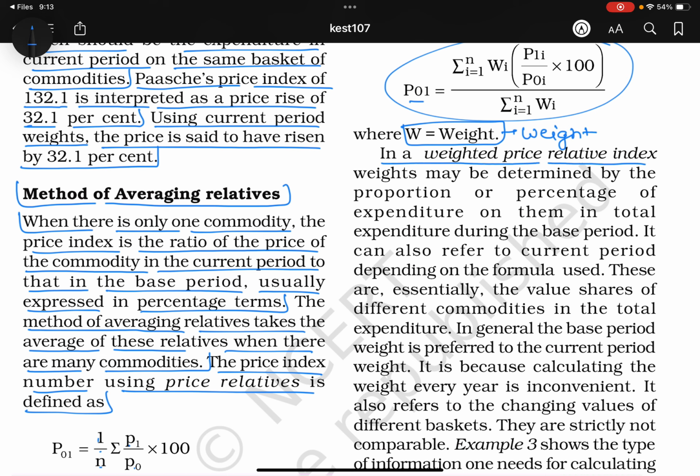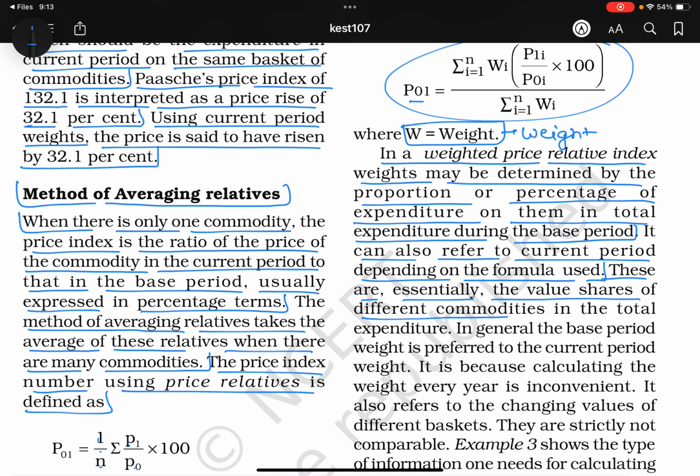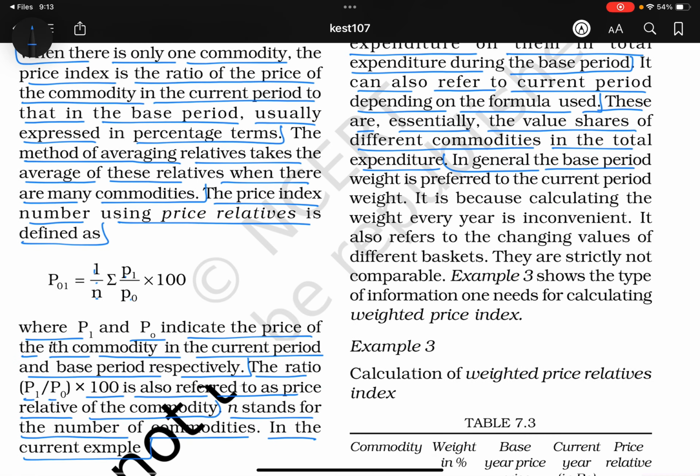In a weighted price relative index, weights may be determined by the proportion and percentage of expenditure on them in total expenditure during the base period. It can also refer to current period depending on the formula used. These are essentially the value shares of different commodities in the total expenditure. In general, the base period weight is preferred to the current period weight.